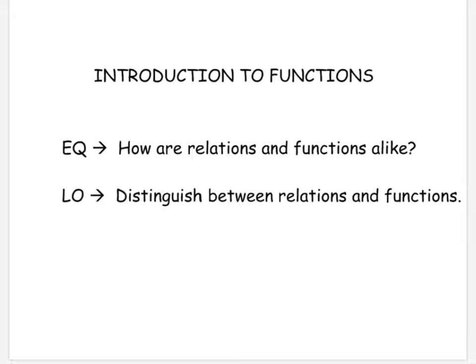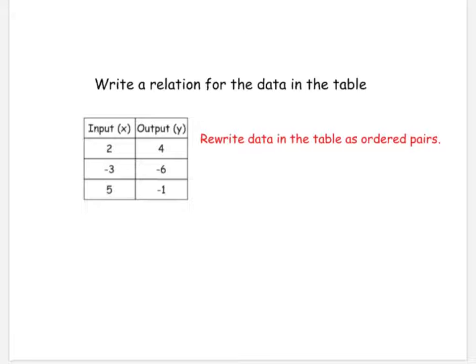This lesson is going to be an introduction to functions lesson. You might see a table where you have your input and your output. The input is the x value and the output is the y value. It asks you to rewrite the data in the table as ordered pairs, or we want to write it as a relation. So all I'm doing, remember when you write an ordered pair, it's a parenthesis, the x value, a comma, then the y value, and another parenthesis.